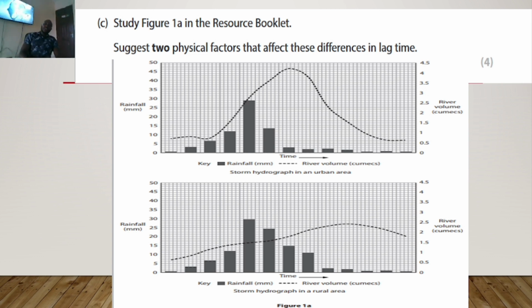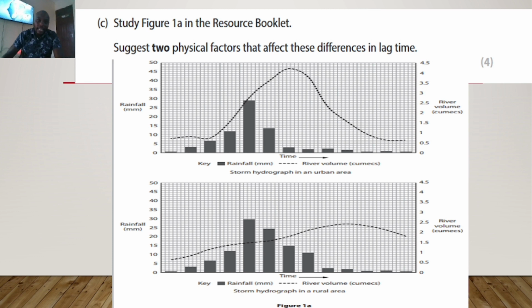We have steep slopes. We have maybe vegetation. Maybe deforestation was happening in urban areas, so we don't have that long lag time in urban areas because of maybe the deforestation that happened. Maybe we have permeable rocks. In urban areas, of course, we have so many impermeable surfaces because of the built-up areas, all the concrete pathways, such things, the tarmacs. Understood? So that's what happens in the urban areas.